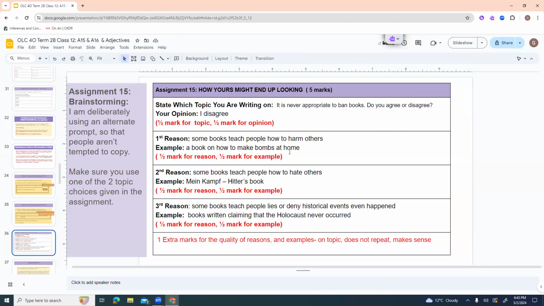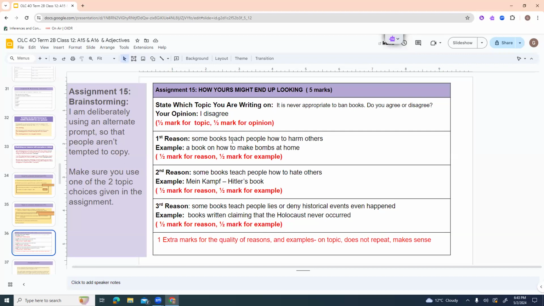So here is how yours might end up looking. Again, I'm deliberately using a different prompt so that you're not tempted to copy. State which topic you're writing on. It is never appropriate to ban books. Do you agree or disagree? My opinion is I disagree. Half a mark for my topic, half a mark for my opinion.